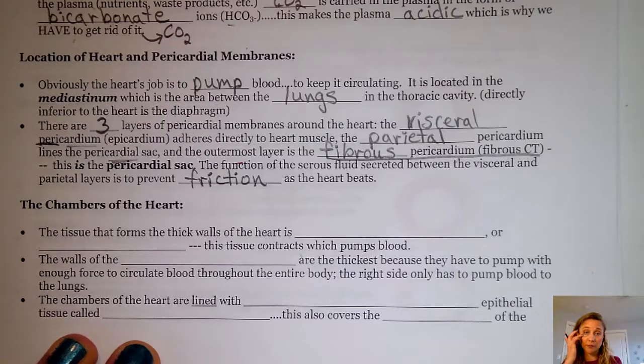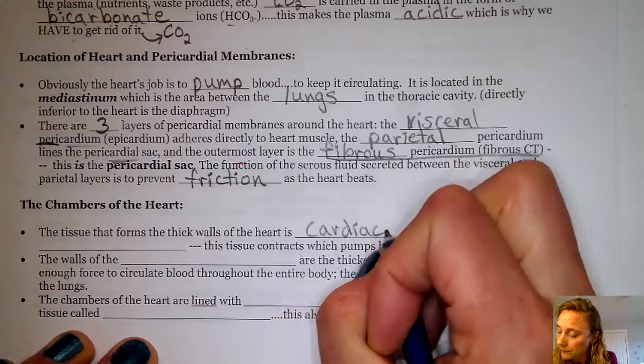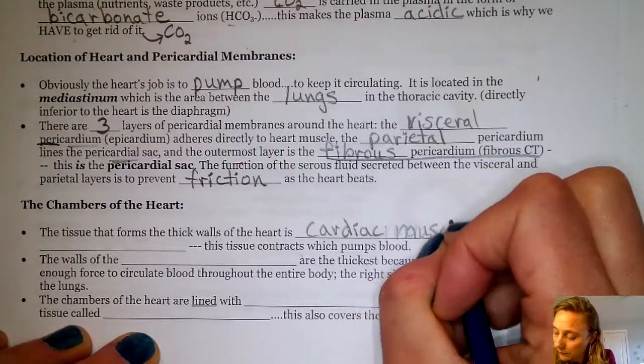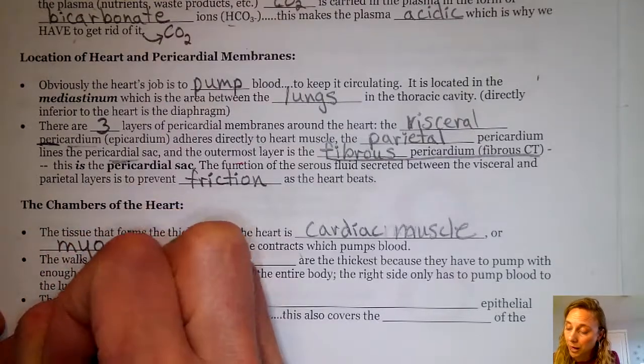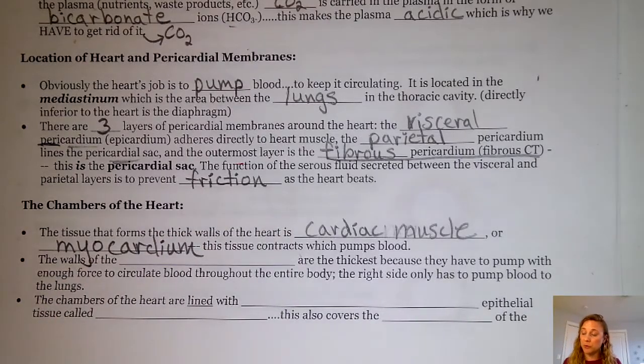Now talking about the chambers of the heart, the tissue that forms that thick wall of the heart is the cardiac muscle. That's 2 words, cardiac muscle, or myocardium. Remember, myo is another word for muscle. So yeah, we could call it that. This tissue contracts, which pumps the blood, and maybe we'll talk about it a little bit later. It's specialized muscle, so that it can contract and keep going on its own without having to have the brain constantly doing all the stimulation of that heart rate.